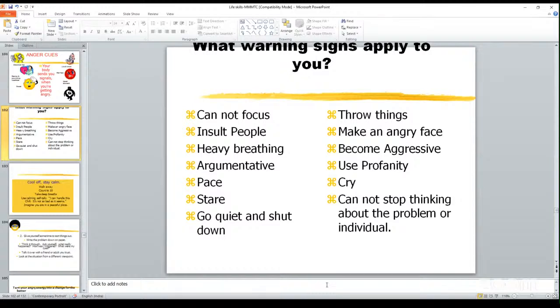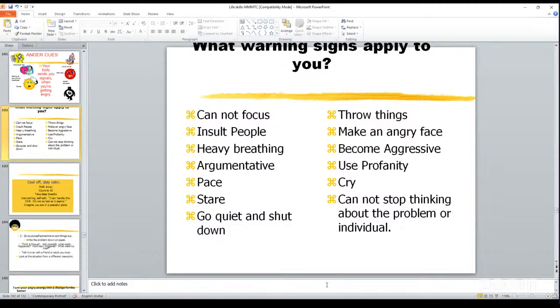Now, in that angry mood, you start scolding and insulting people. As we already said, heavy breathing is a very common feature. Then we get into a more argumentative mode, though we are wrong, because we are just argumentative. There could be pacing and staring, which can lead to more negatives. And some people, when they are angry, just go quiet and shut down. That's also one of the warning signs.